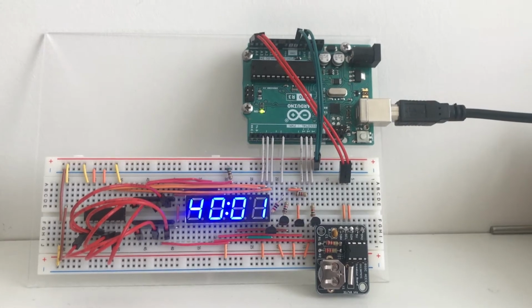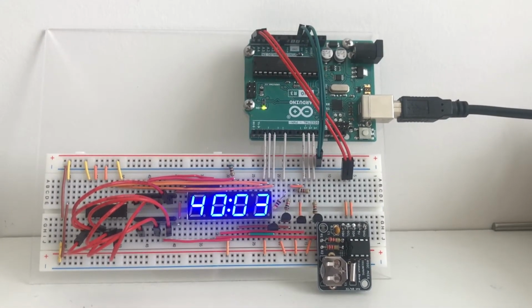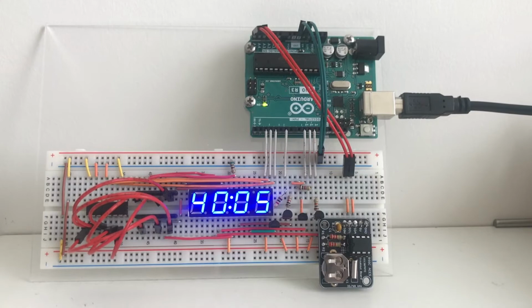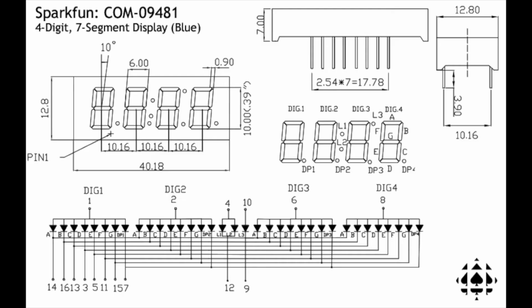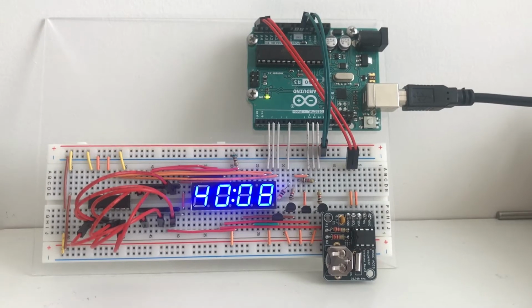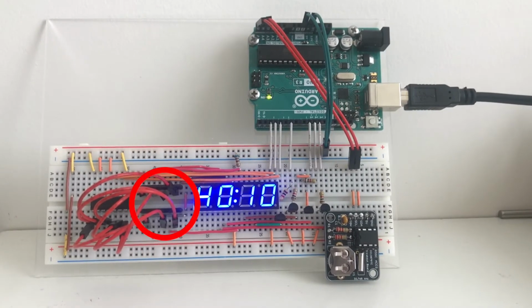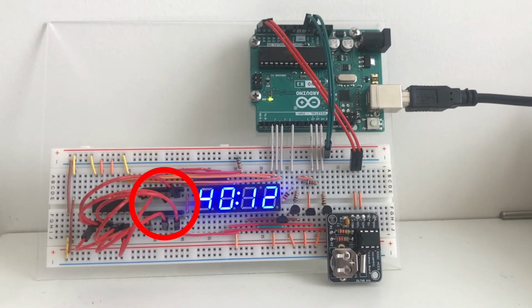This project uses the 595 shift register and the real-time clock circuit to display readable minutes and seconds on the 4-digit 7-segment display. Each one of the 7 pins on the display is connected to an isolated resistor network that is connected to the shift register.